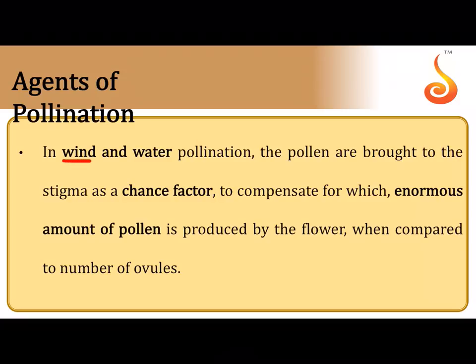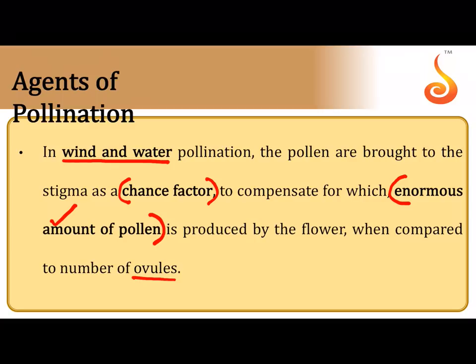In wind and water pollination, pollination is a chance factor. By chance, the pollen gets carried towards the stigma. So obviously you can imagine, if something is a chance factor, to increase the probability, to increase the chances of success, what is the plant doing? The plant is producing an enormous amount of pollen in comparison to the number of ovules. We had learnt this in the chapter Reproduction in Organisms also, that if an organism exhibits external fertilization, it produces enormous amounts of male and female gametes. Why? To increase the chances of fertilization.